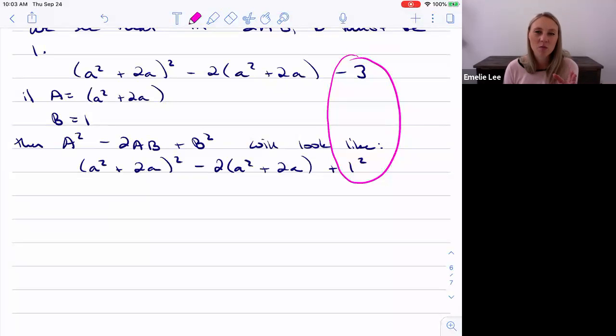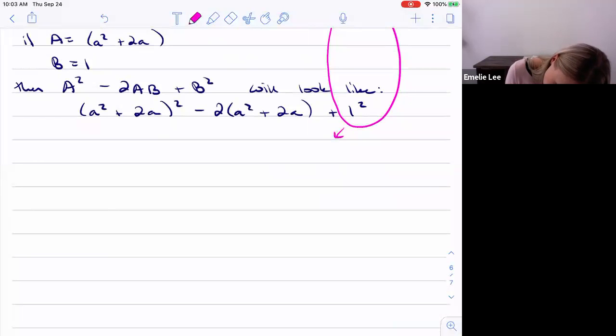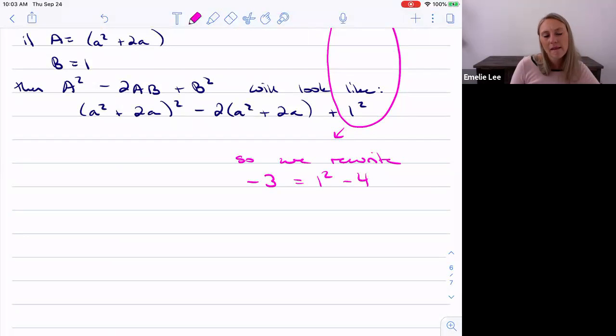Just like we did with the exponents, what if I rewrite -3 as 1 squared minus 4? That's equivalent to -3. So we rewrite -3 as 1 squared minus 4. I'm allowed to do that. It's true, 1 squared is just 1, and 1 minus 4 is -3. So I can replace that -3 with 1 squared minus 4.